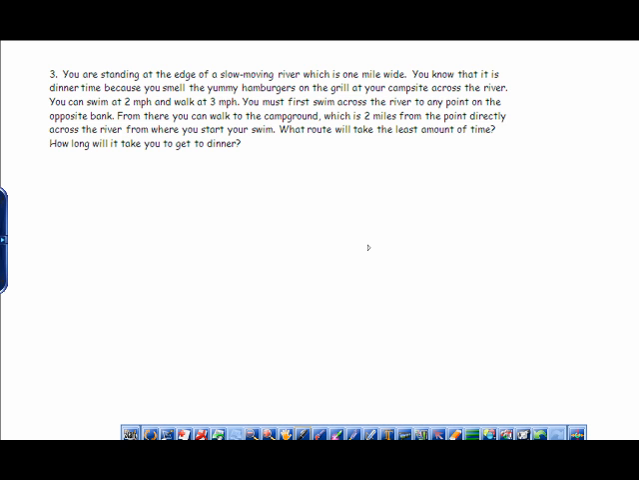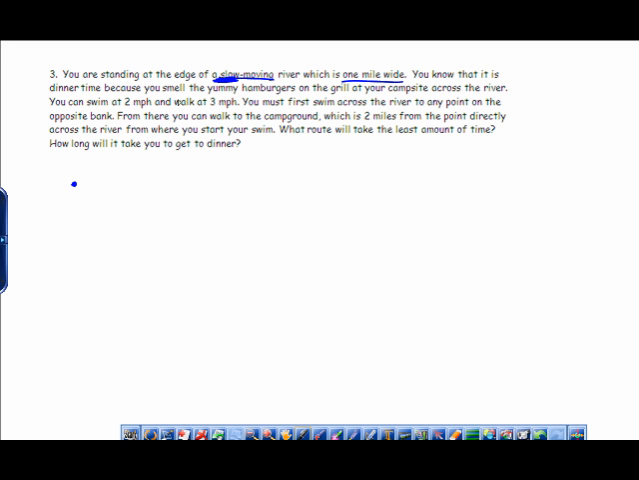So it says you're standing at the edge of a slow-moving river. Now, when this is slow-moving, I want to emphasize the slow, almost like standstill. We're going to assume really no current, and you'll see why in just a second. It is 1 mile wide, all right?